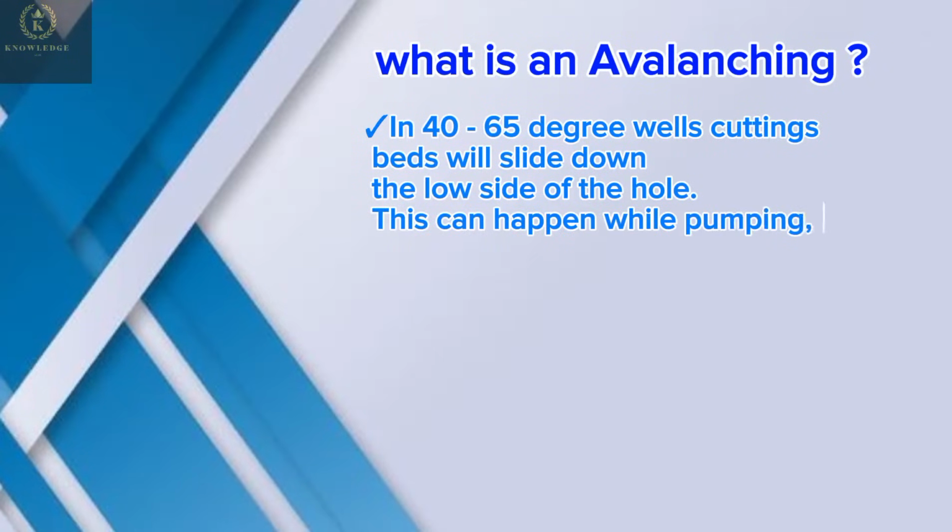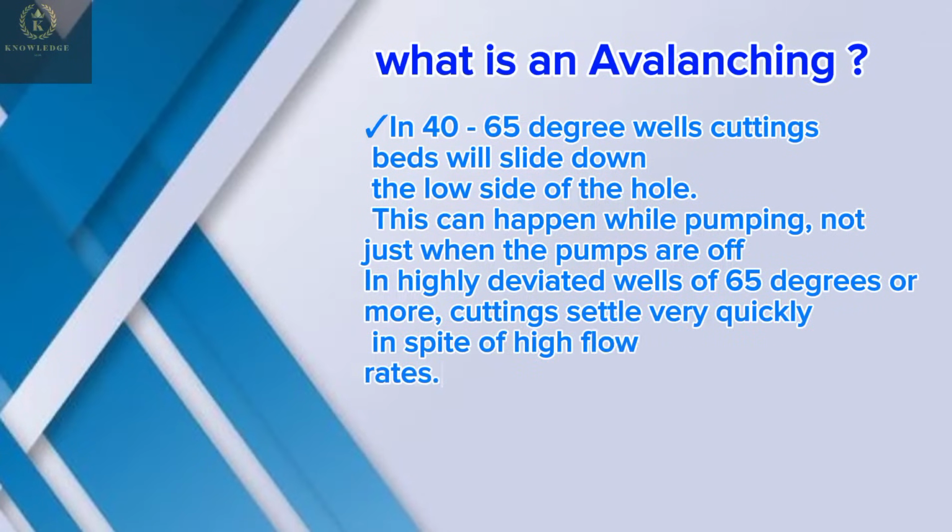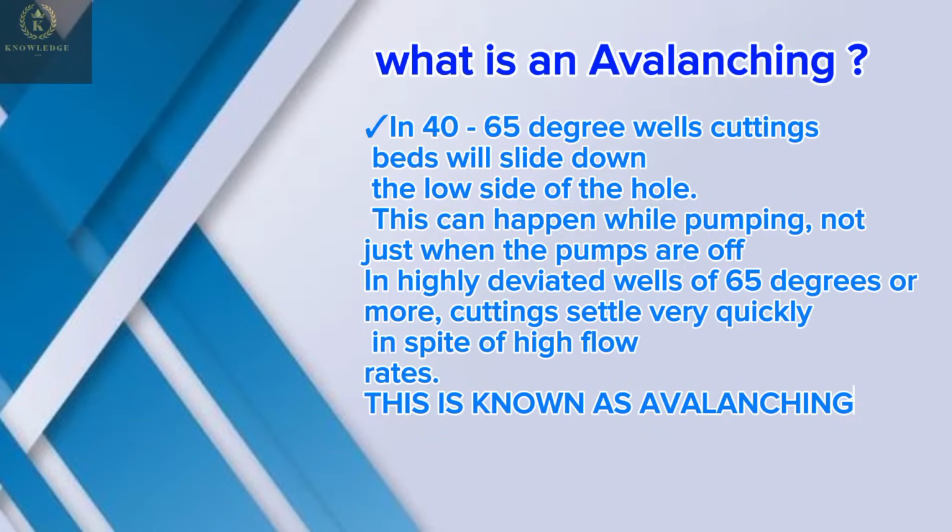This can happen while pumping, not just when the pumps are off. In highly deviated wells of 65 degrees or more, cuttings settle very quickly in spite of high flow rates. This is known as avalanching.